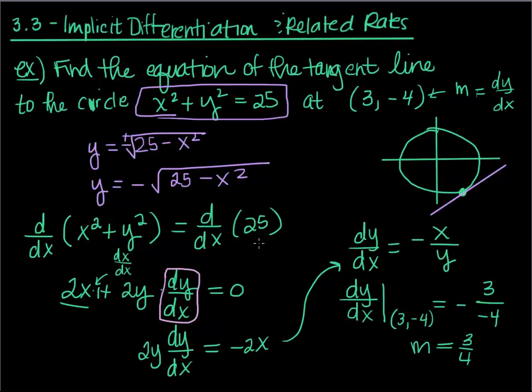And then my last step, of course, would just be to write this as y minus a negative 4. So that'd be y plus 4 equals 3/4 times the quantity x minus 3. And that would be my final answer, the equation of my tangent line right there. So that's a really good example of why it's nice to have implicit differentiation. There are going to be other reasons why we need it soon enough, but let's look at another example that might be a little bit more interesting.